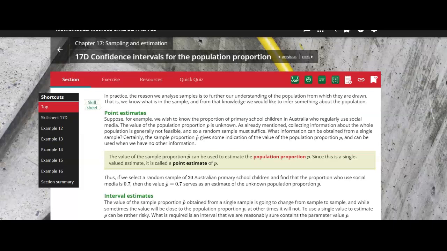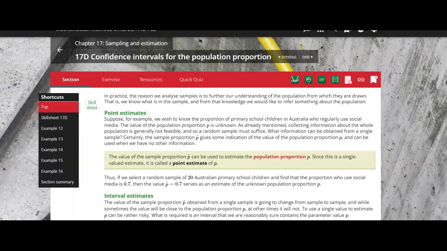Hi everyone, in this video we're going to look at 17D, confidence intervals for the population proportion. There's a bit of information in 17D, but basically I'm going to try to explain it as best as I can because you kind of already covered similar content. Okay, so first of all, point estimate.